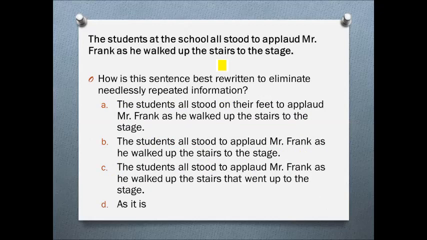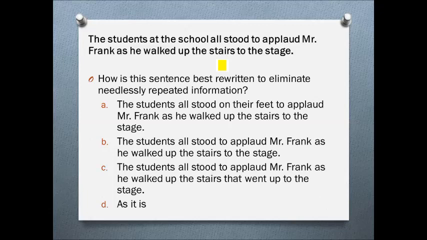The students at the school all stood to applaud Mr. Frank as he walked up the stairs to the stage. Now, one of the things I want you to think about as you're looking at this question is that we won't always have a specific word that's repeated. Sometimes we just have needlessly repeated information in other ways. So let's look at this closely, and then we'll talk through how that works out.